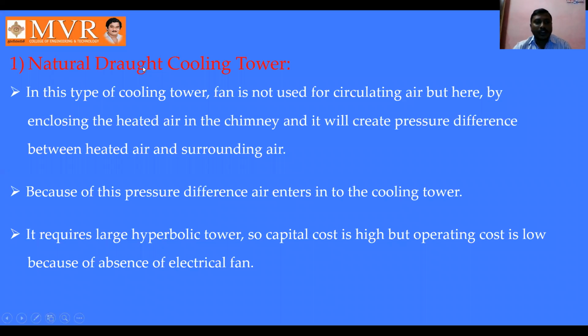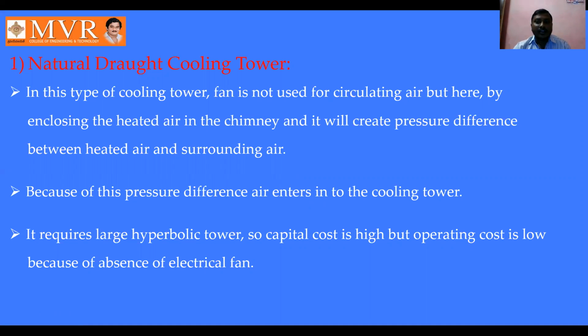In a natural draft cooling tower, a fan is not used for circulating air, but by enclosing the heated air in the chimney, it creates a pressure difference between the heated air and the surrounding air. There will be some pressure difference between the heated air and the surrounding air, meaning inside the cooling tower and in the atmosphere. Because of this pressure difference, air enters into the cooling tower.